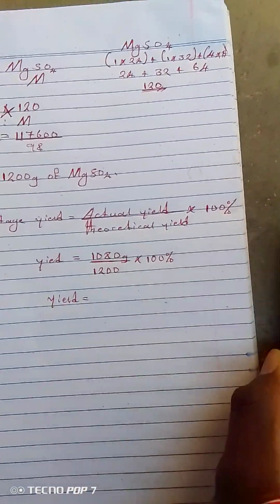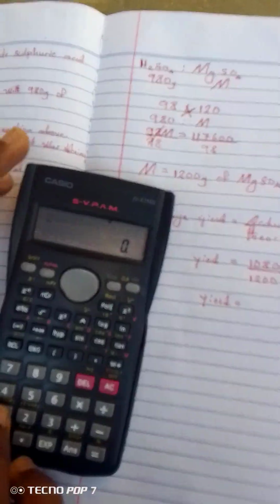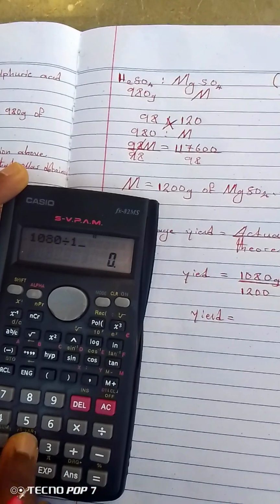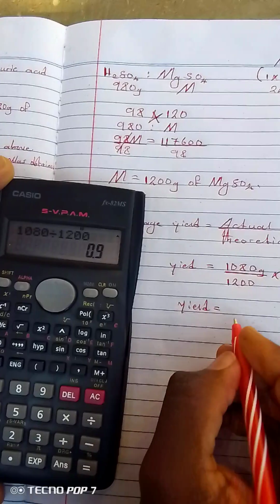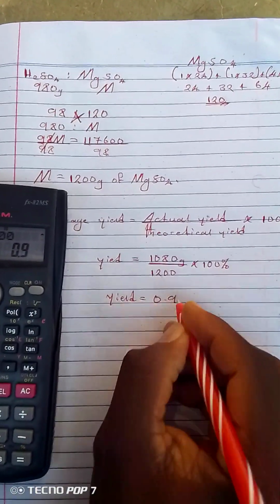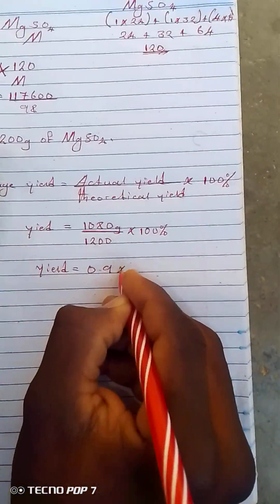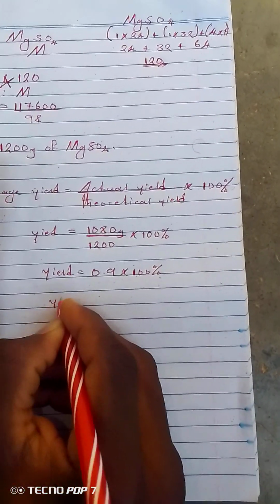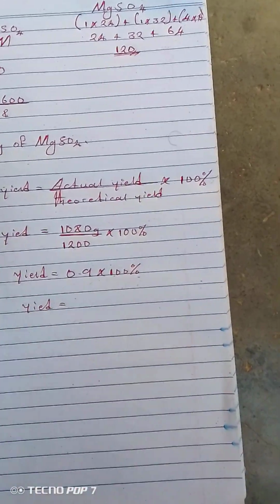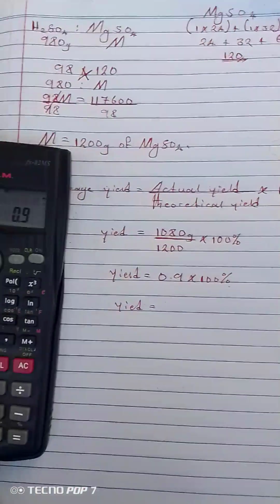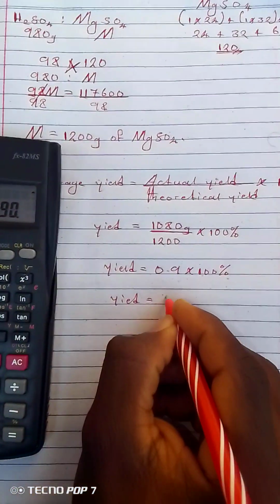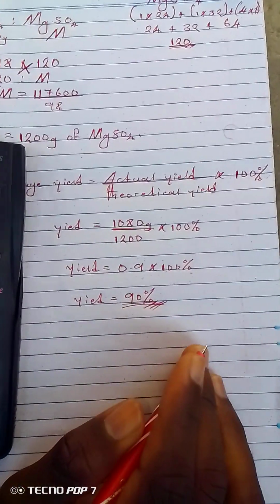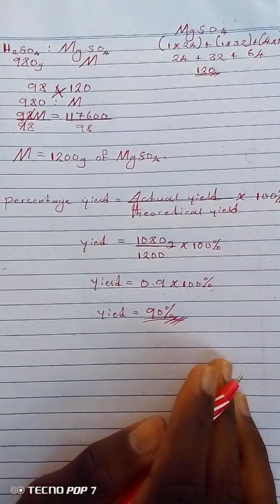So the yield in this case is equal to, you get your calculator and then you punch 1,080 divided by 1,200. That's giving us 0.9. So this 0.9, we're going to multiply it by the 100% like that. So our yield is equal to 0.9 multiplied by 100, giving us 90%. So the percentage yield in this case was 90%. When you reach this stage, ladies and gentlemen, you have answered the question.